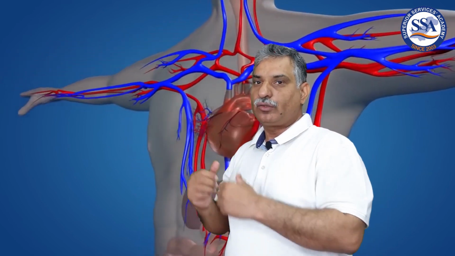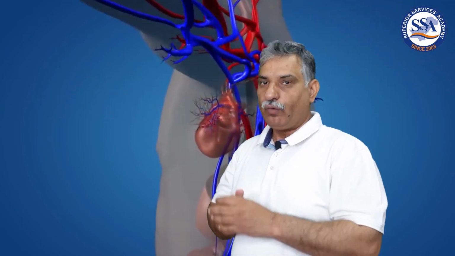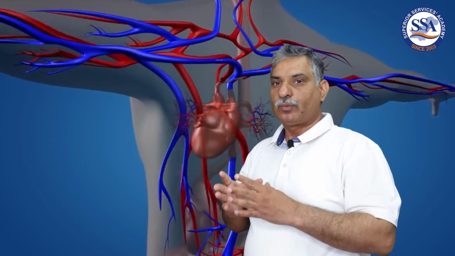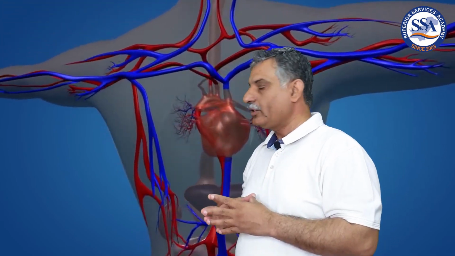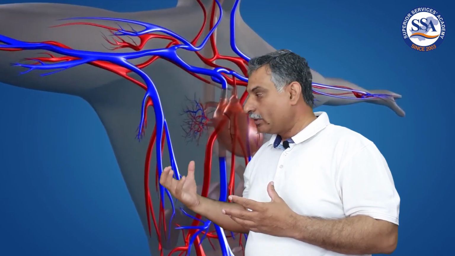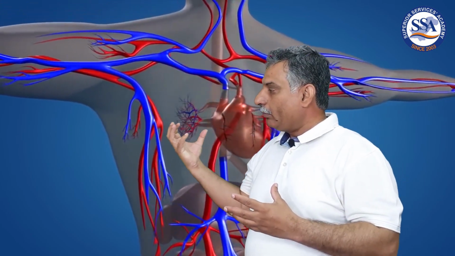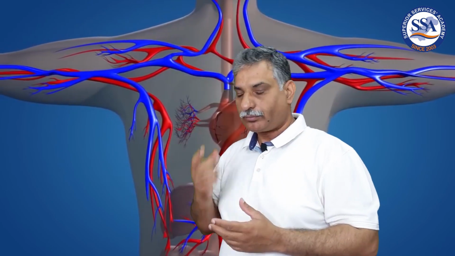Similarly, from these tissues, blood is collected back by venules. Venules are also smaller tubes. They are structurally the same as veins, but these tubes bring blood from the tissues, and later they will join to make veins.